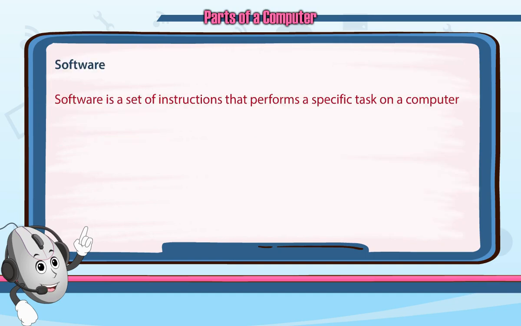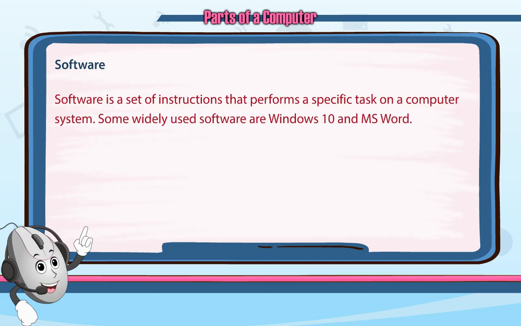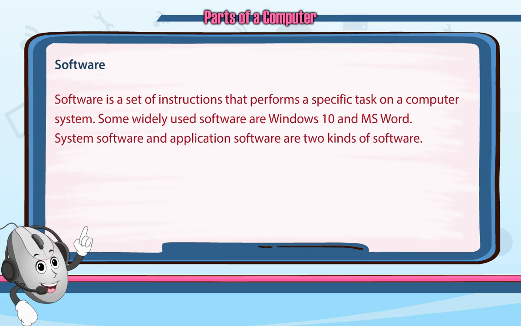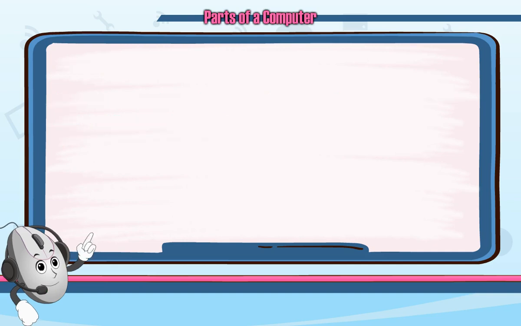Software. Software is a set of instructions that performs a specific task on a computer system. Some widely used software are Windows 10 and MS Word. System software and application software are two kinds of software.